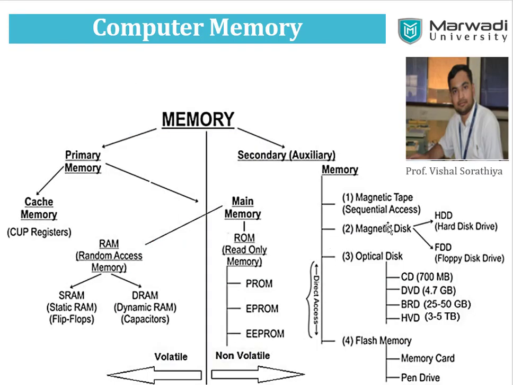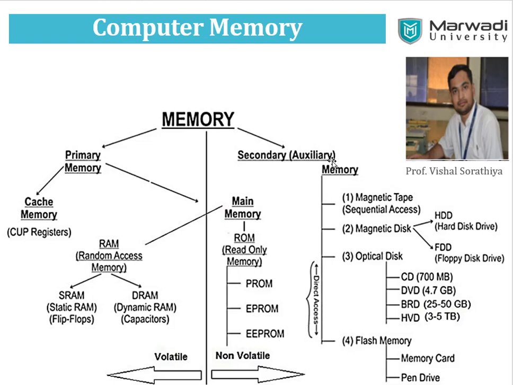Further, this memory is classified in this manner: initially there are primary and secondary memory. Primary memory contains the cache memory and main memory. In the main memory, two categories are there, RAM and ROM. RAM is classified as static RAM and dynamic RAM, whereas ROM is PROM, EPROM, EEPROM, depending on the different application.